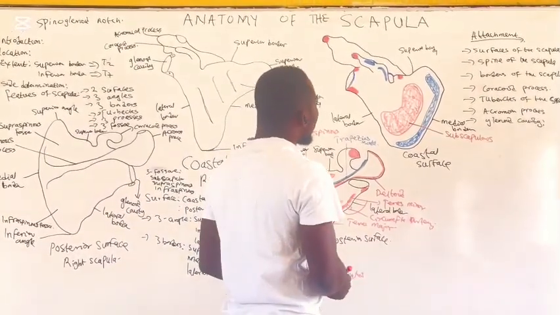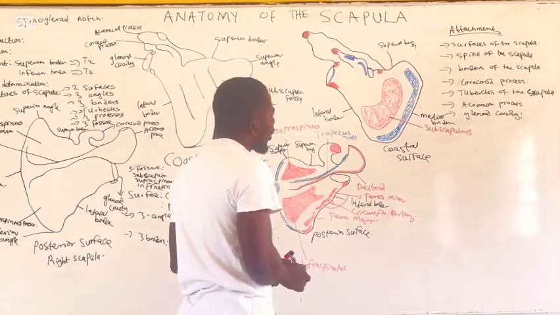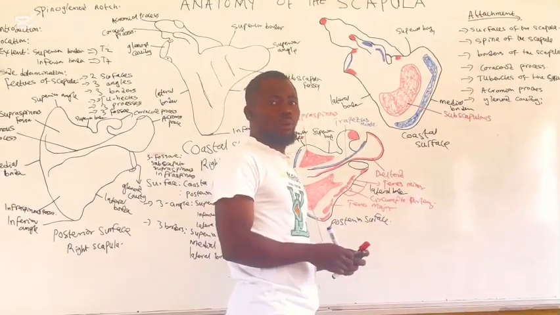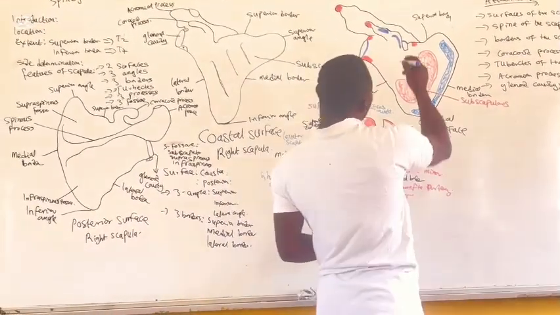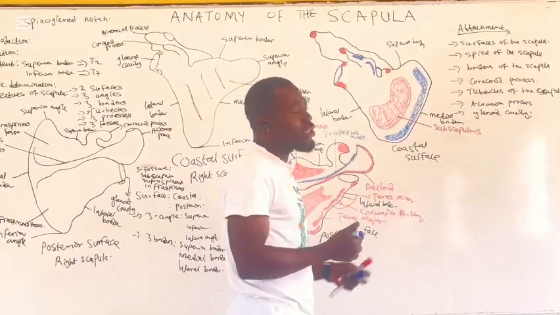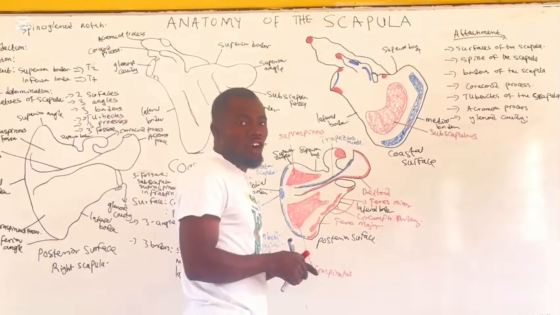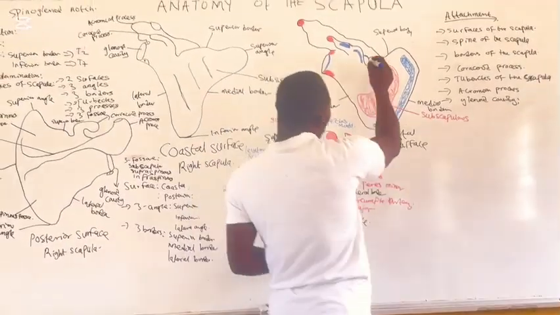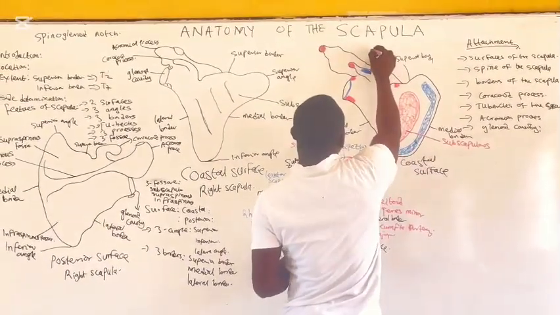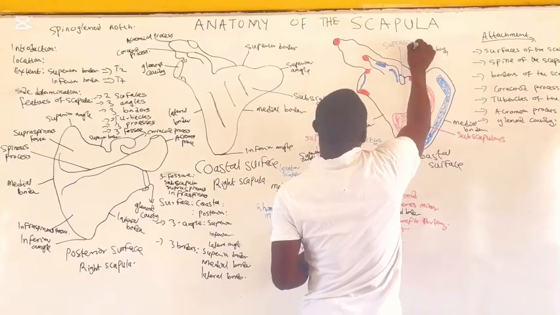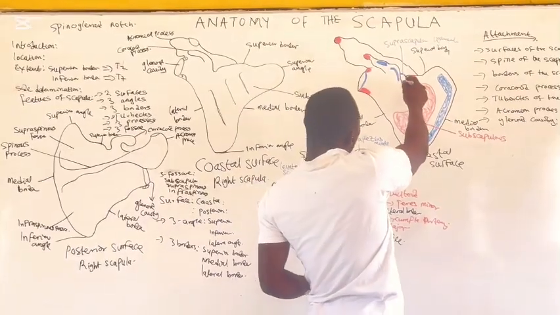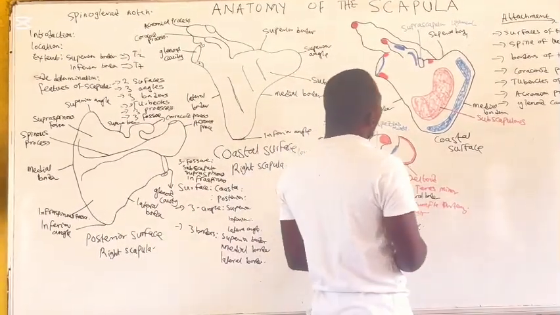Moving on to the superior border now. From the costal surface, the superior border presents a notch which is called the suprascapular notch. The suprascapular notch is converted into the suprascapular foramen by the suprascapular ligament, or transverse ligament. It is this ligament that converts the suprascapular notch into the suprascapular foramen.